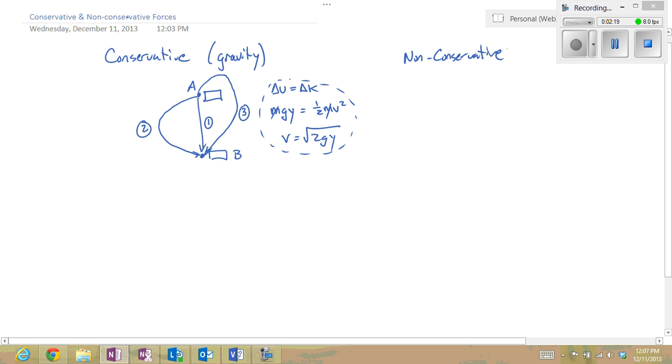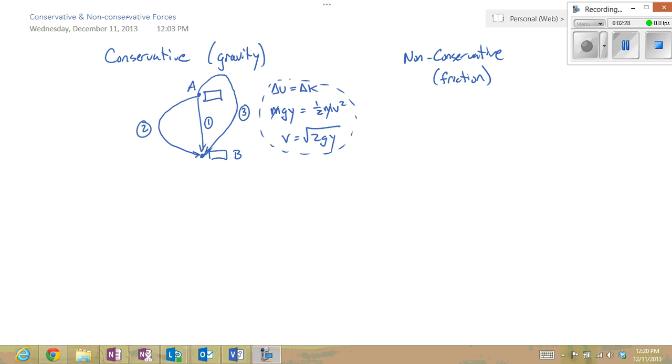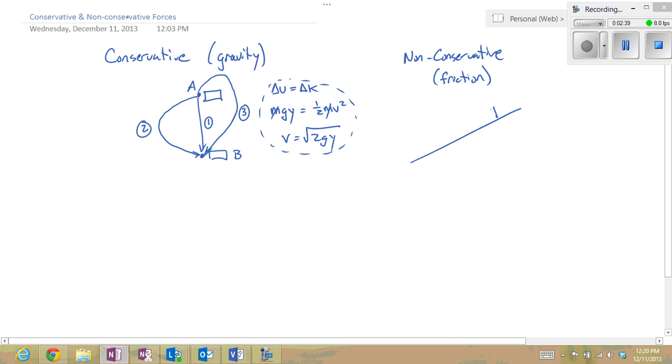doesn't follow those rules. A good example of a non-conservative force is friction. Take for example a block sliding down a plane. In the absence of friction, the velocity at the bottom of the plane is going to be given by that same relationship that we had over here, the square root of 2gy, because all of the potential energy that the block starts with, it ends with as a kinetic energy equal to that initial potential energy.